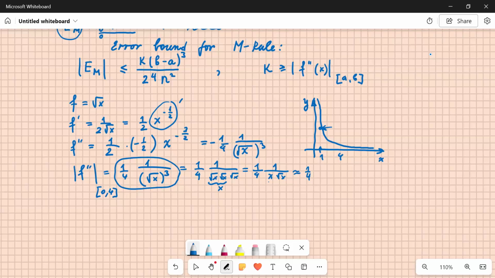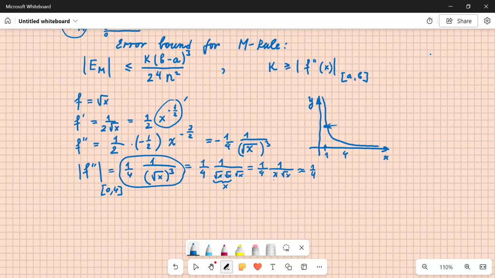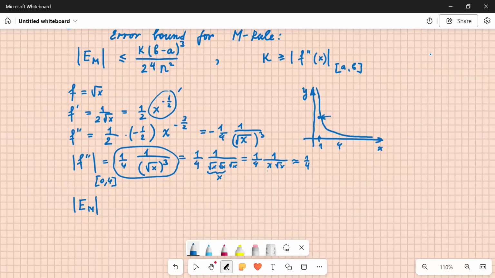So let's do the estimation. What is the formula going to give us? And that was not a very successful function to choose in terms of estimating the error. I'm going to use 1 over 4. My b is 4, my a is 0, cubed over here, 24, and my n is equal to 4 squared. Well, I have so many 4s over here. So I have 4 cubed. Here I have 4 in the denominator and 24, and then 4 squared. Maybe this 4 and this 4 are going to cancel, and I'm going to just get 1 over 24.